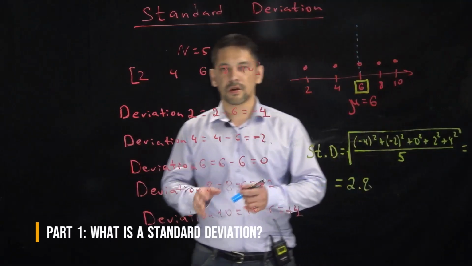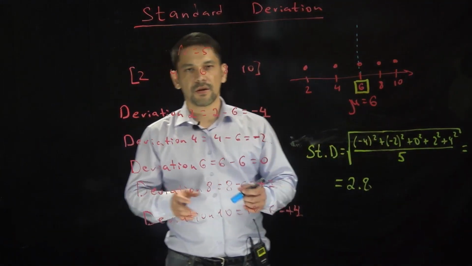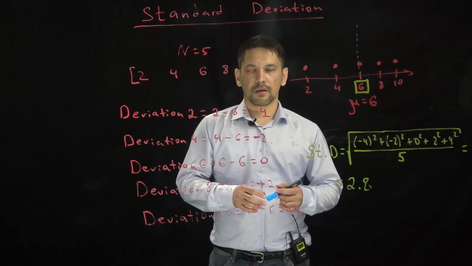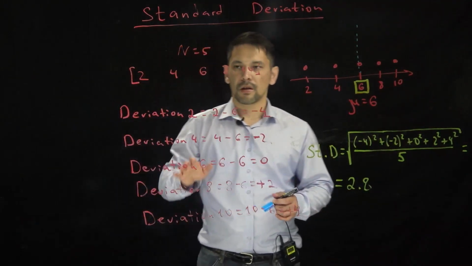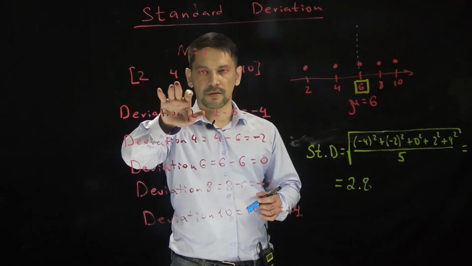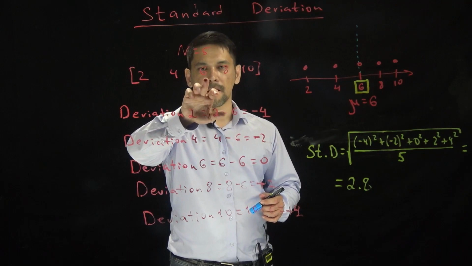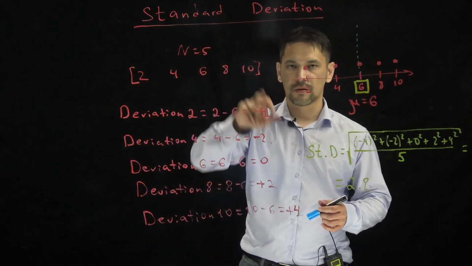Hey guys, in this video I want to talk about a standard deviation. I want to explain what a standard deviation is using an example. Let's say I have 5 students in my class and they all had an exam of statistics, and here are the exam scores of my students. One student scored 2 out of 10, the second student scored 4 out of 10, this guy scored 6 out of 10, and the rest of the students scored 8 and 10 out of 10.